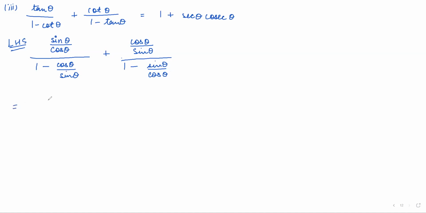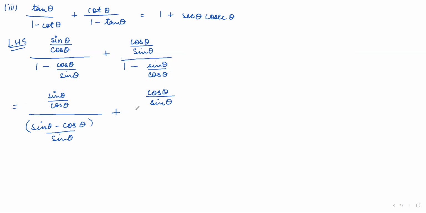Now do it carefully. In the numerator, I have sin theta upon cos theta. And then in the denominator, I'll take the LCM because I'm subtracting fractions. So this becomes sin theta minus cos theta. Plus, I have cos theta divided by sin theta and divided by, again, I take the LCM cos theta, so this becomes cos theta minus sin theta. Fine?